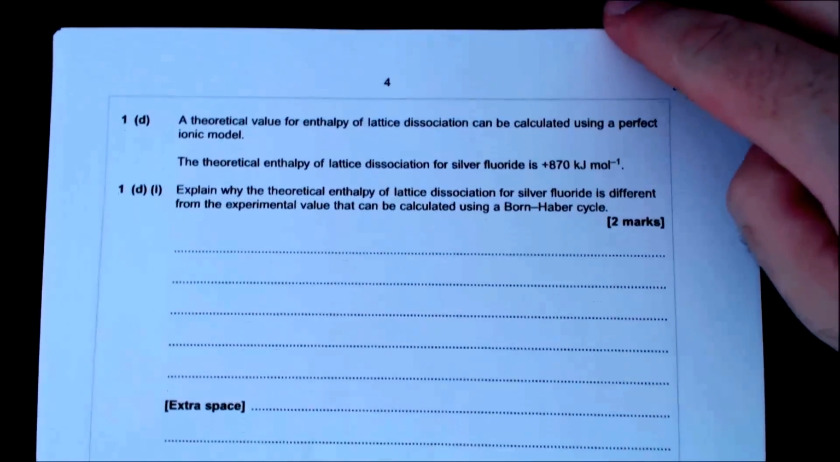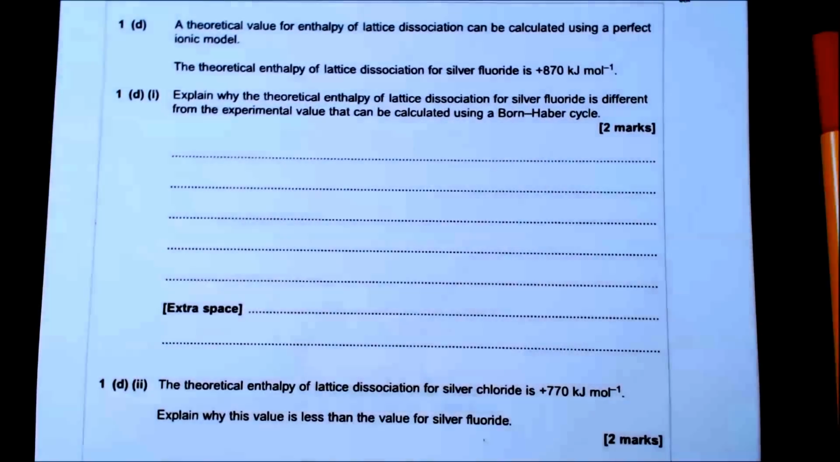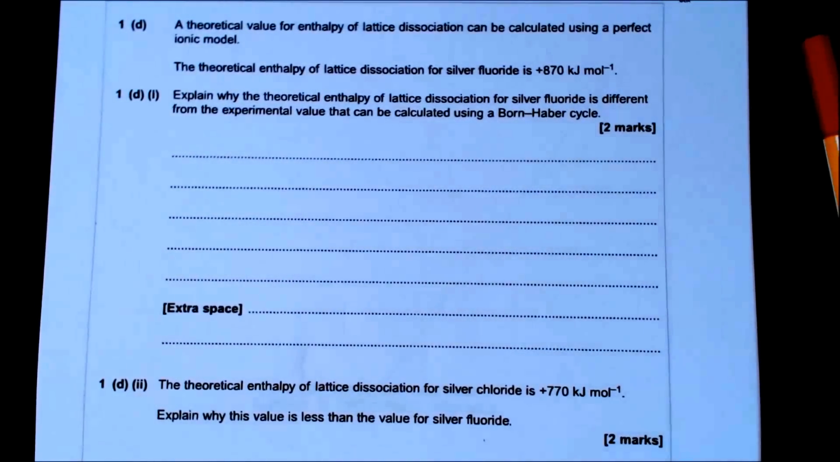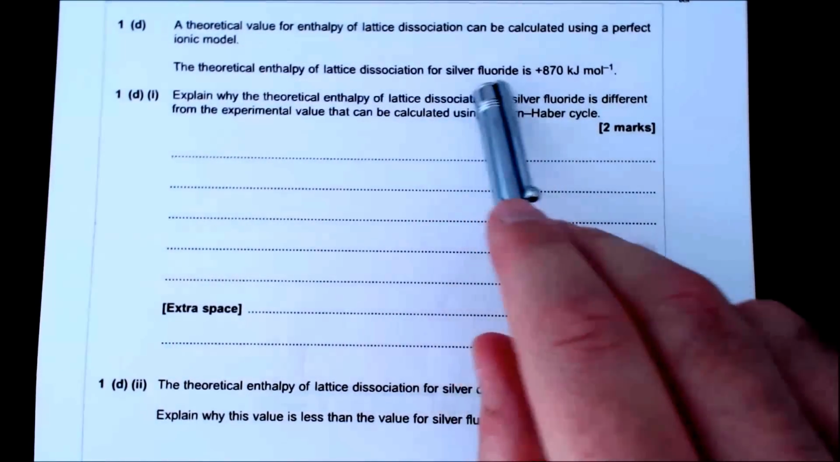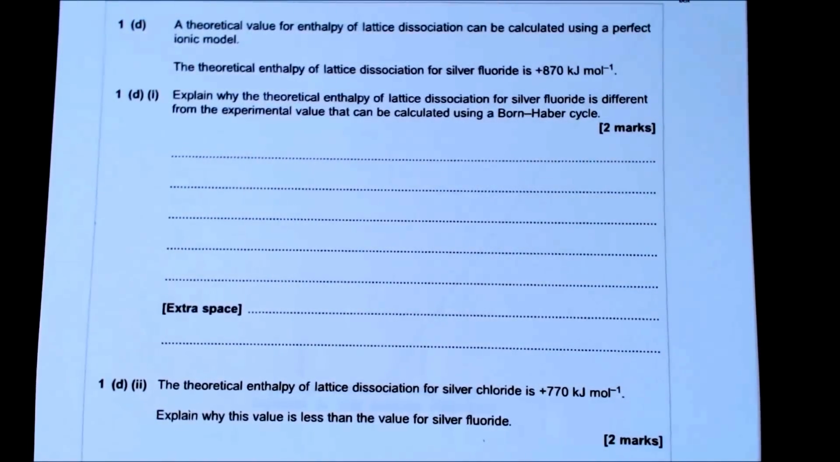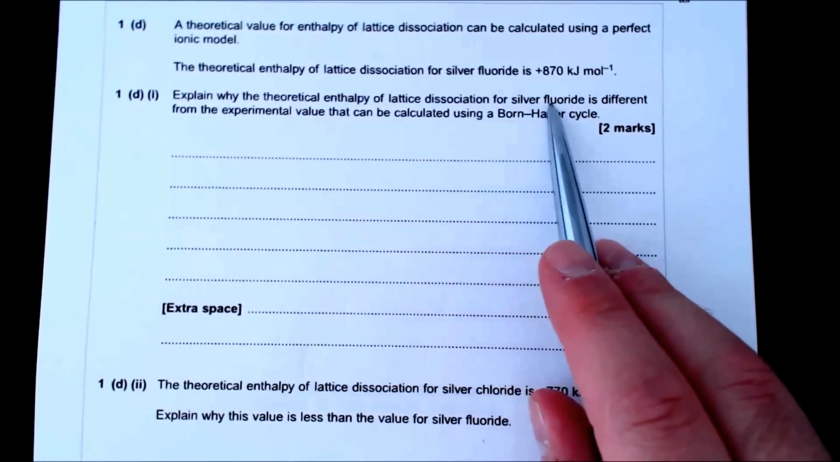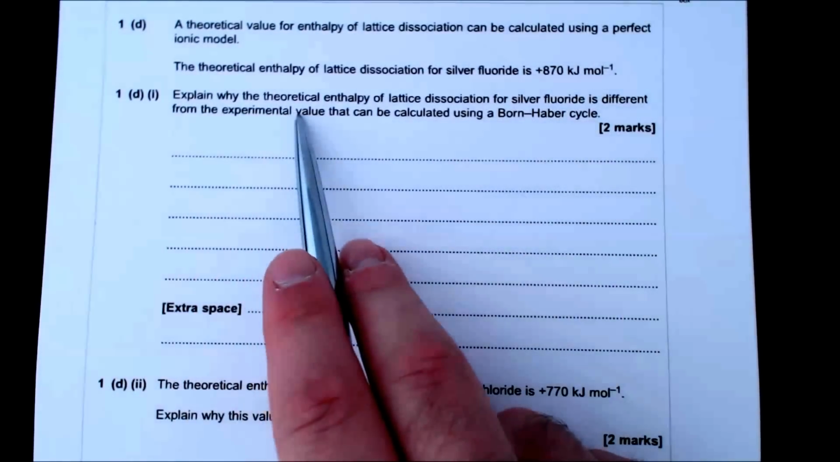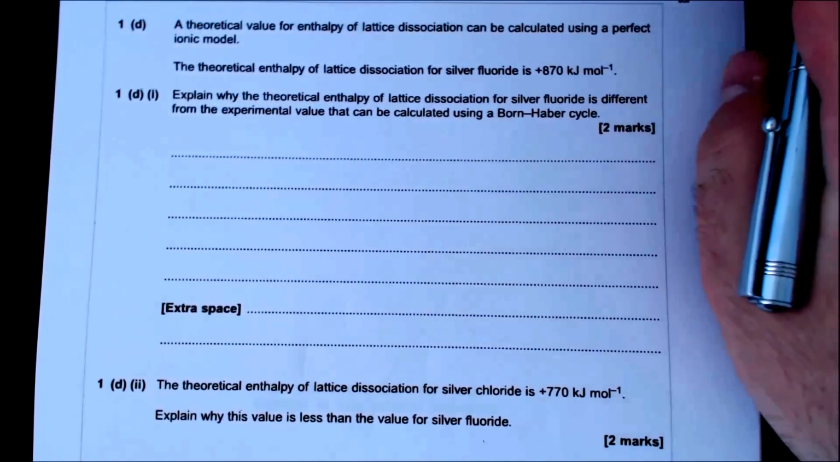And so this is question 1D, and it says a theoretical value for the entropy of lattice dissociation can be calculated using a perfect ionic model. The theoretical entropy of lattice dissociation for silver fluoride is plus 870 kilojoules per mole. Explain why the theoretical entropy of lattice dissociation for silver fluoride is different from the experimental value that can be calculated using a Born-Haber cycle.